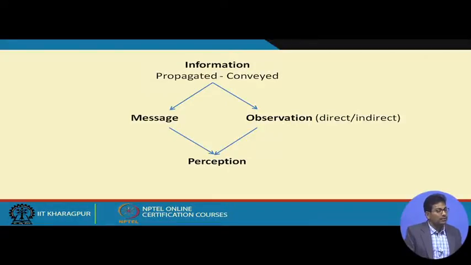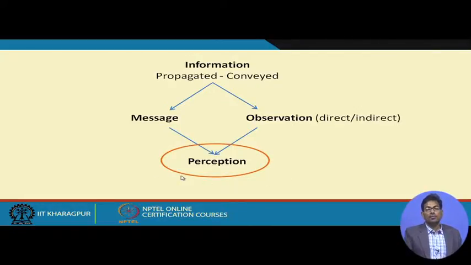So if we go back to our earlier slide which we discussed in the last lecture, where information is being propagated or communicated, that could be done by two mechanisms. One is by messages and one is by observation. If you look at it now, both of them are relying on perception. So perception plays a key role when information is communicated in the form of messages or in the form of observation.